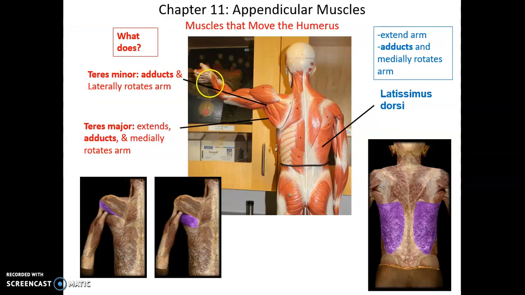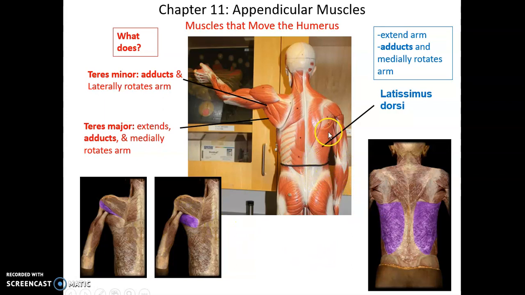Then, if we look at the posterior side of the body, we see this really small muscle called the teres minor, and it inserts into the humerus and leads to adduction and lateral rotation of the arm. And then below that is a slightly larger muscle called teres major, and it causes extension, adduction, and medial rotation of the arm. So again, teres minor and teres major.